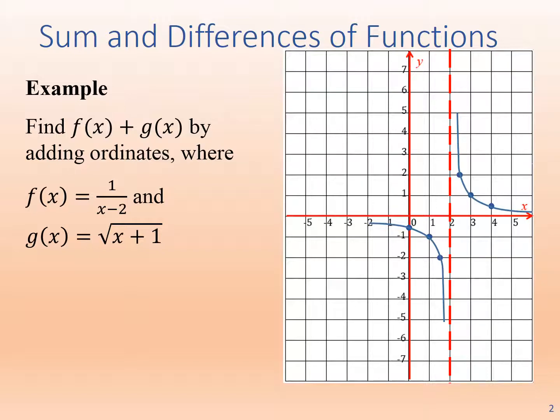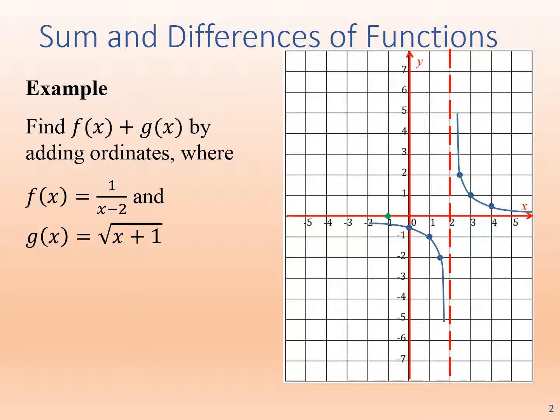We now move over to g of x. We do the same sort of thing. We'll first observe that we have a positive square root here. We must have 0 or above inside the square root, so we can't have x less than negative 1. At x equals negative 1, we'll get 0 there, so that gives us the point negative 1, 0.